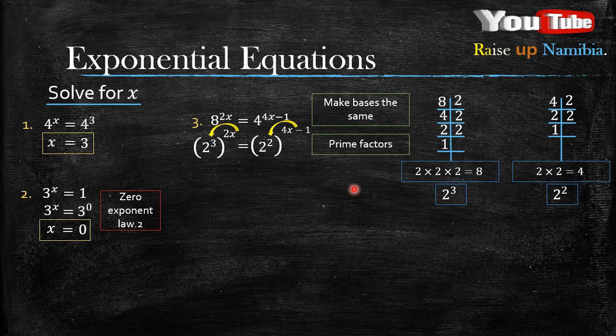Now what do we do from there? We use the power law of indices. Remember the power law, which means we multiply the exponent outside of the bracket with the exponent inside the bracket. Not the base, but the exponents, okay? On both sides. So let's do just that.